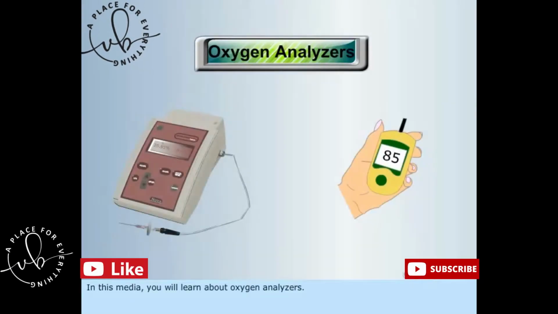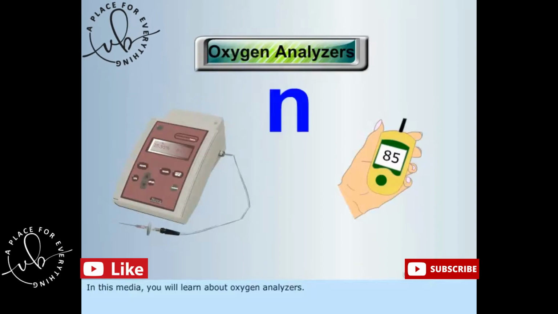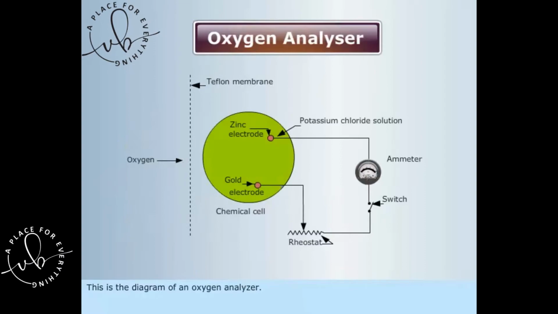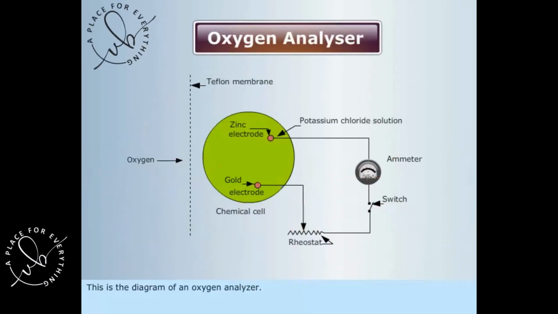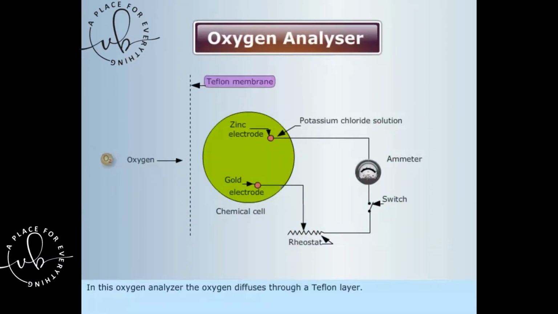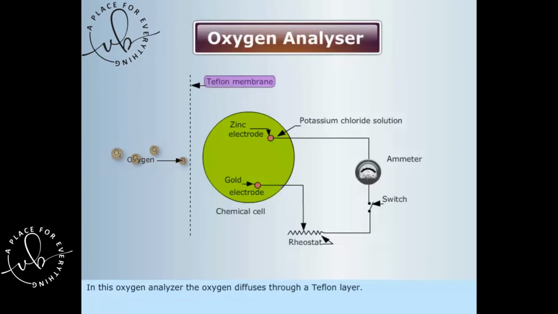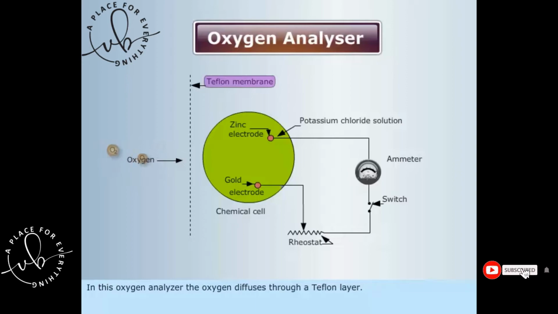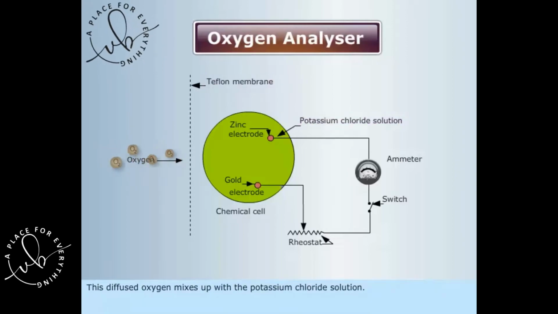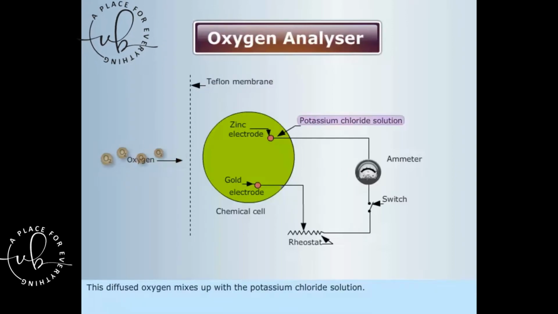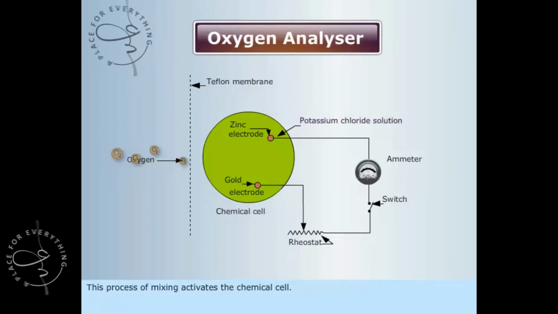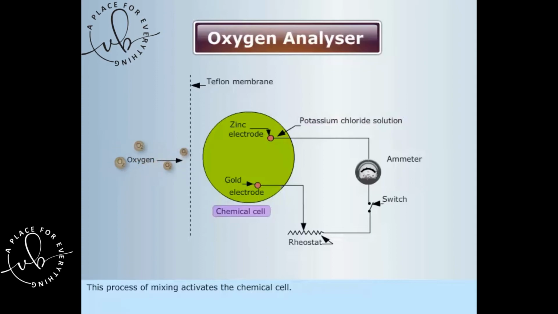In this media, you will learn about oxygen analyzers. This is the diagram of an oxygen analyzer. In this oxygen analyzer, the oxygen diffuses through a Teflon layer. This diffused oxygen mixes up with the potassium chloride solution. This process of mixing activates the chemical cell.